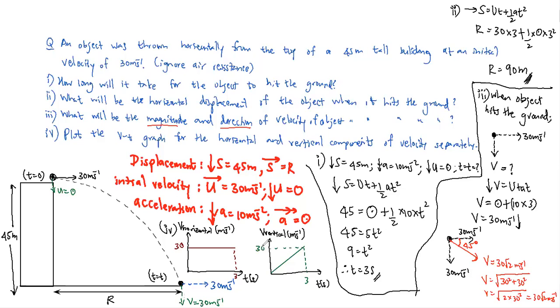Very straightforward. It's just substituting the numbers you got. And the graph should start at 0. So it's actually y equals mx. So this is the graph for the vertical velocity component. 0, 10, 20, 30. So it will increase. For the horizontal one, 30, 30, 30, 30. So it will remain as 30.